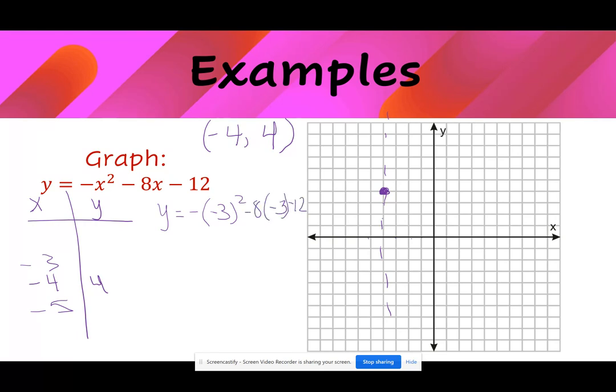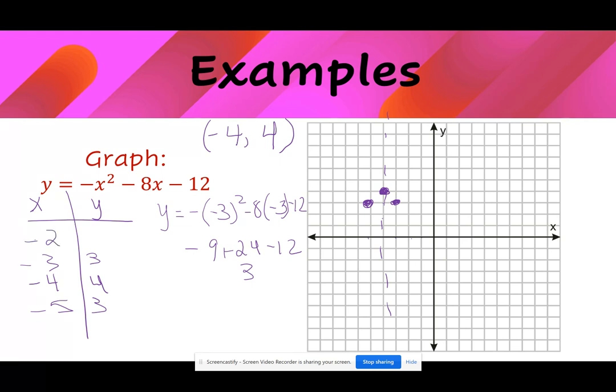So we get negative 3 squared is 9 plus 24 minus 12. So negative 9 plus 24 gives us 15 minus 12 gives us 3. So these would both be 3. So we have negative 3, 3, negative 5, 3.